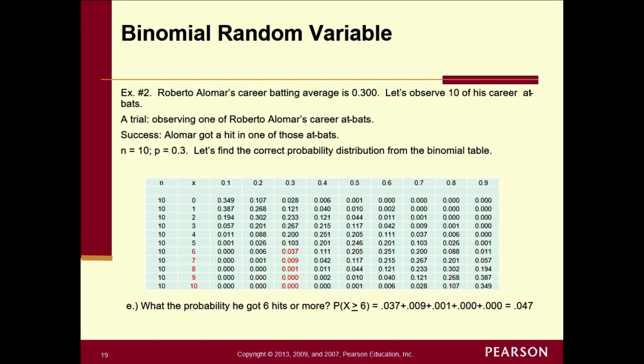Next one was the probability he got 6 or more. He got 6 hits or more. So that would be the probability that x is greater than or equal to 6. Okay, so what are we going to do? We're going to include 6 now, right? So we got here 6. We got 0.037, 7, 0.009, 0.001, 0.000, 0.000. We added up, I got here 0.047.